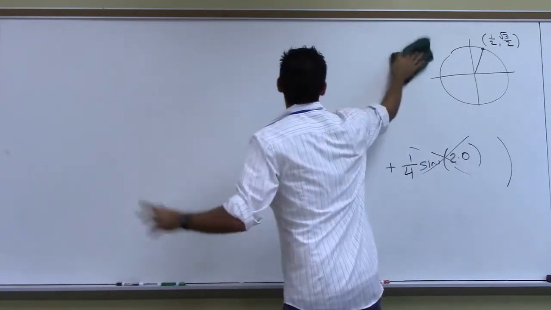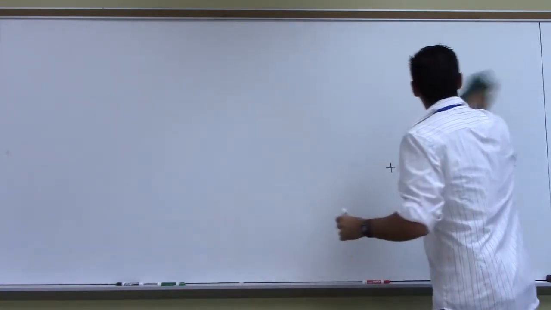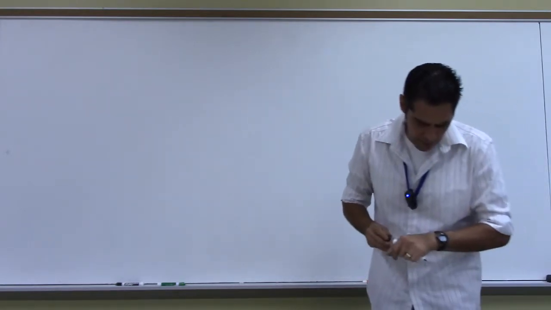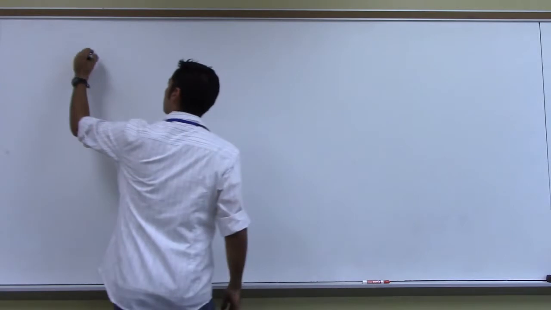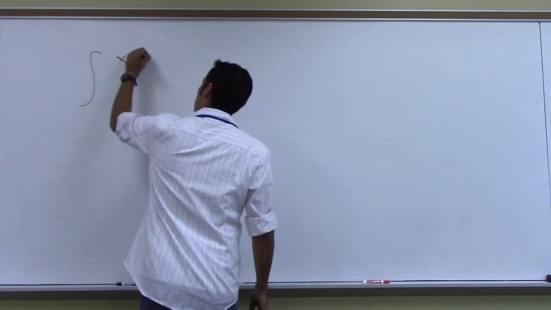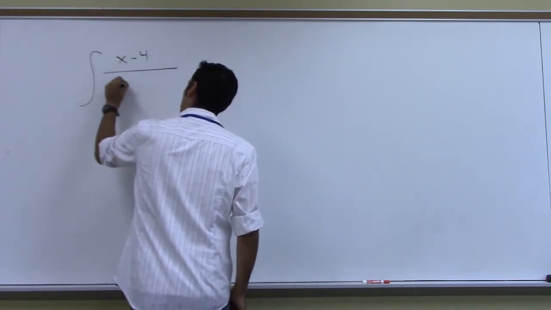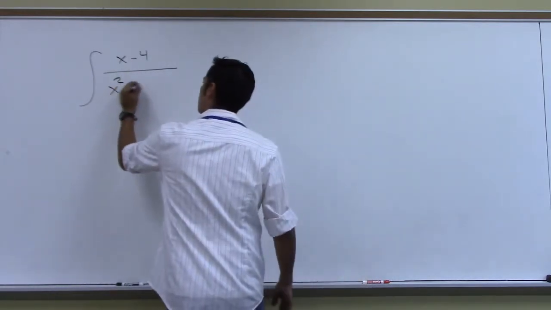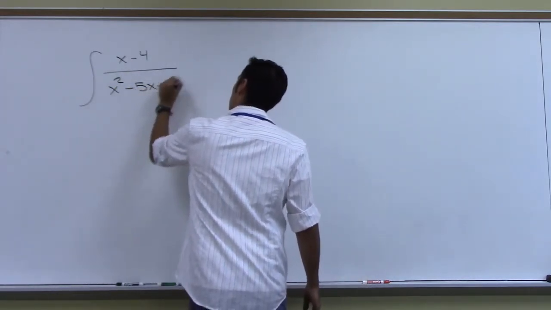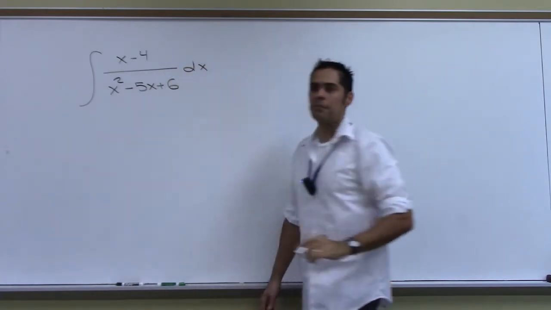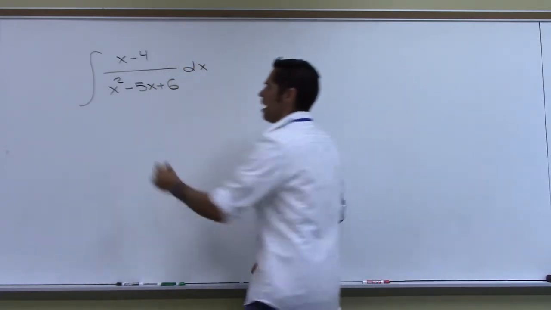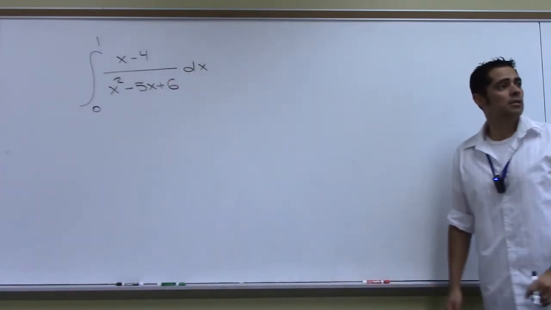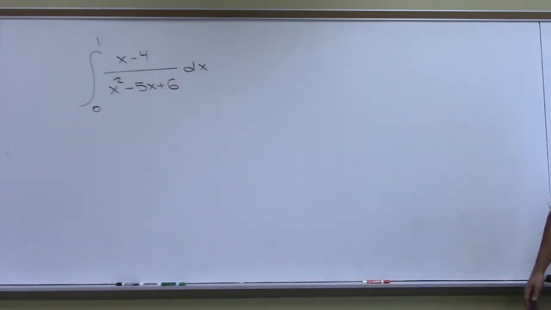We're going to do, I said we're going to do one more and move on, but I'd like to take the problem we did for the quiz. The problem we did for the quiz was the integral of x minus 4 over x squared, what was it, minus 5x plus 6? That was the quiz problem, right? And I'd like to just add one thing to it. I'd like to make it a definite integral. Does anyone remember what the answer was?